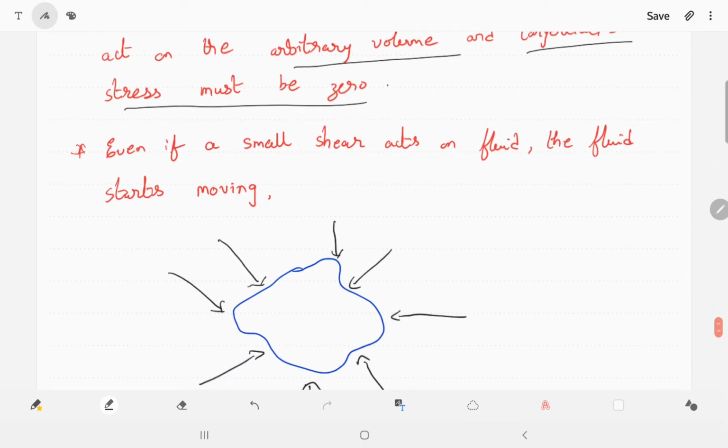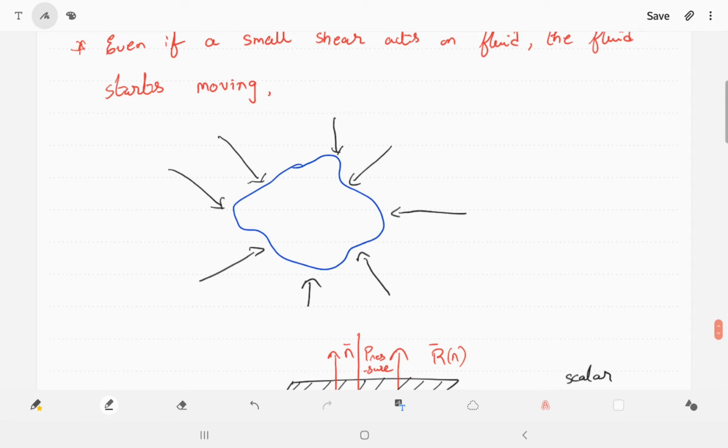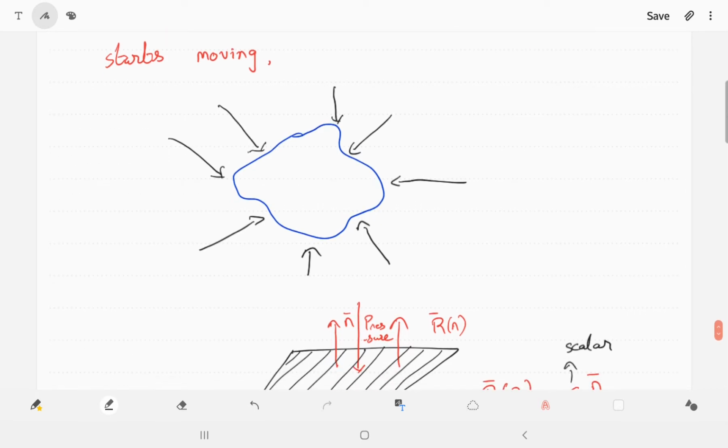Even if we apply a small shear stress or small tangential force to the object, it starts moving. We have said arbitrary volume. What is arbitrary volume?